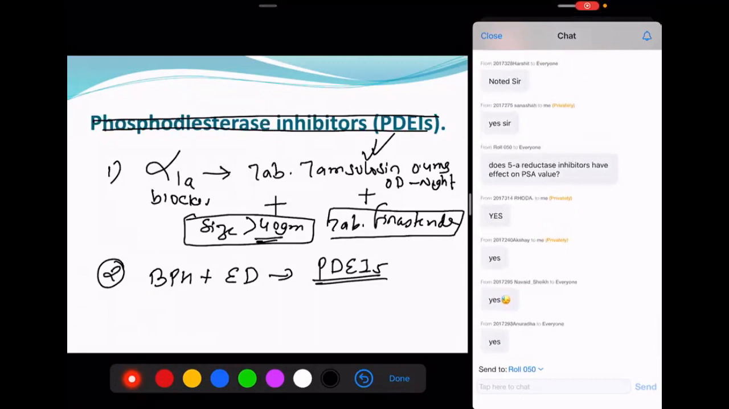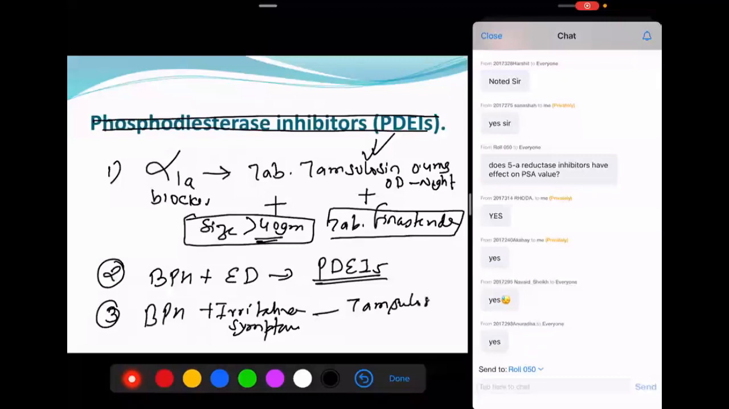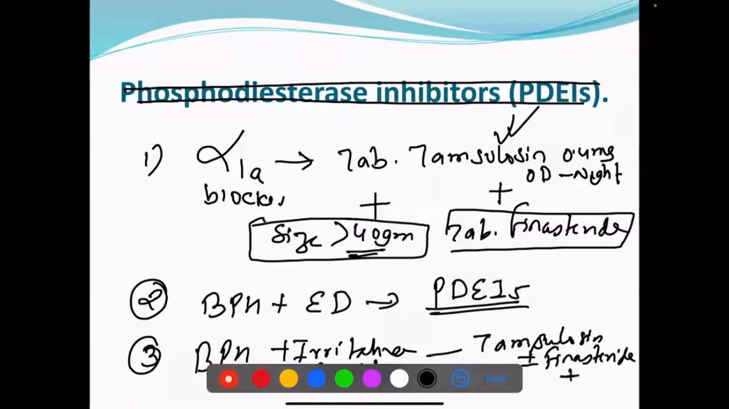Don't do that. And if a patient with BPH has severe irritative symptoms, not mild, severe, in that case, obviously, we give tamsulosin, no doubt, tamsulosin plus or minus finasteride, depending on the size. Plus, you can add another drug like mirabegron, or you can add solifenacin.